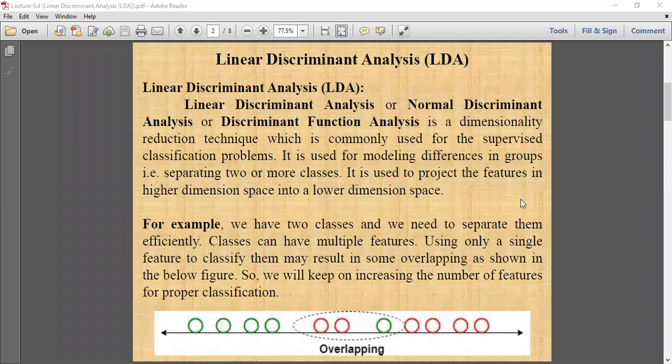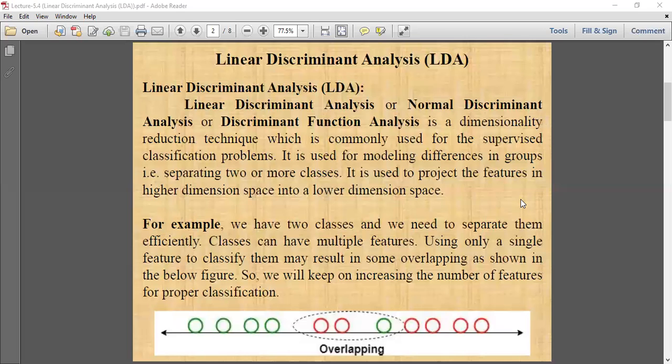Hello friends, today's topic is linear discriminant analysis, LDA. LDA is also called normal discriminant analysis or discriminant function analysis. It is a dimensionality reduction technique which is commonly used for the supervised classification problem, and it is used for modeling differences in groups, that is, separating two or more classes.